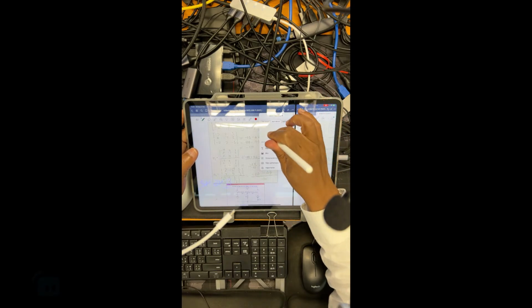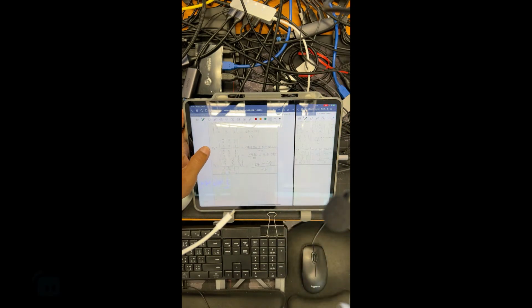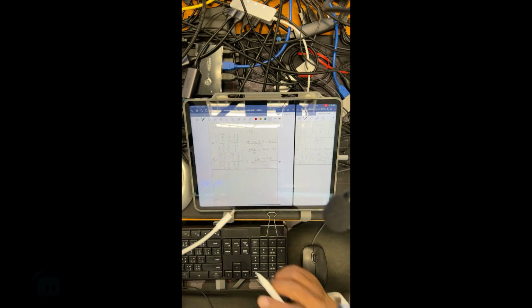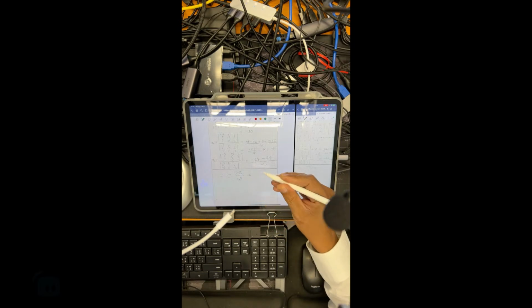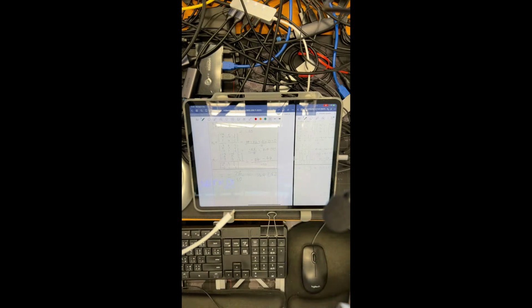Yeah. Now let's combine everything. It's 60 or 72, right? So negative 72. V2 is minus 72 divided by minus 10. So it's 7.2 volt. All right. It's 7.2 volt. Is it too difficult for you?